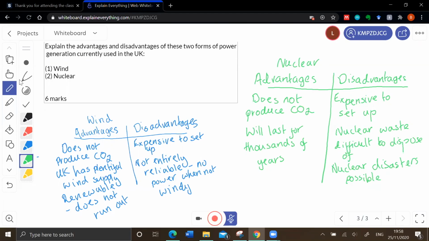And actually, coal, oil and gas, even just burning them to produce carbon dioxide, will impact the health and lives of more people than nuclear power stations ever will. That's a good thing to look up on the internet and YouTube. Lots of videos about that. So this is a good way of looking at how to answer the 6-mark question and planning it out.